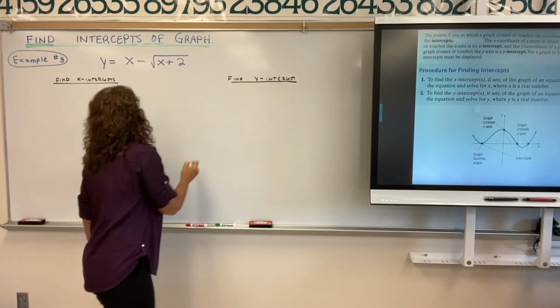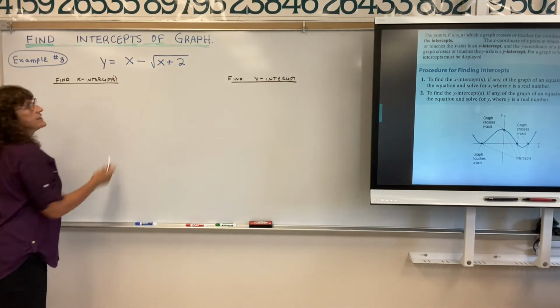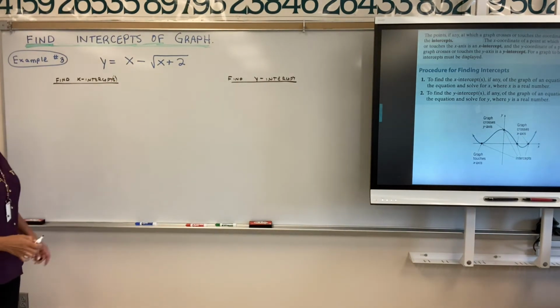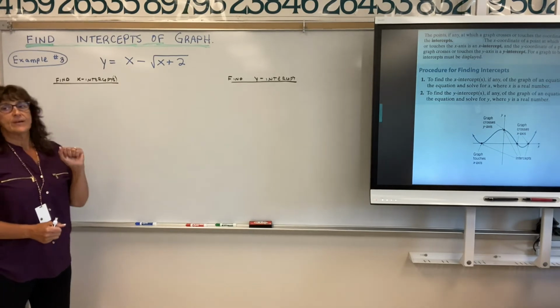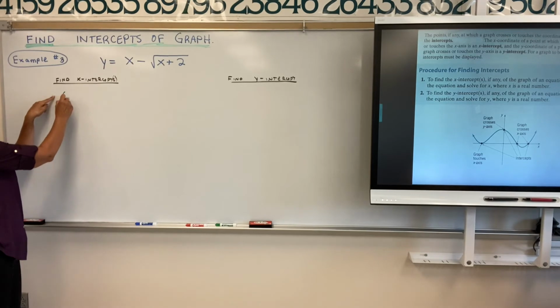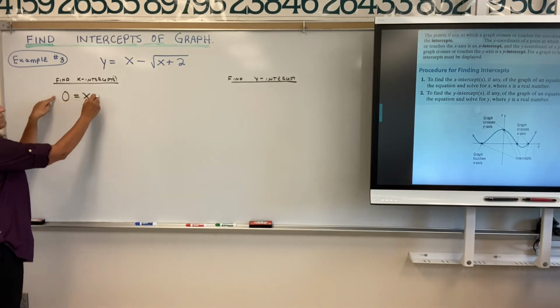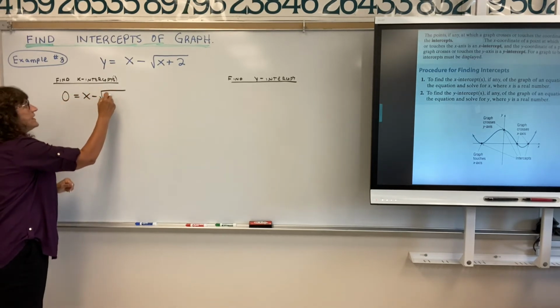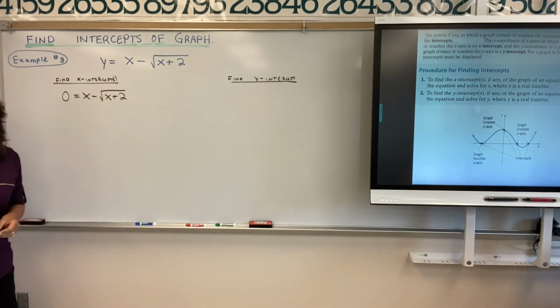Okay, so let's find the intercepts here. I'll put a parenthesis around there in case there's more than one. So to find the x-intercepts, set y equal to 0. Okay, so set y equal to 0. 0 equals x minus radical quantity x plus 2.